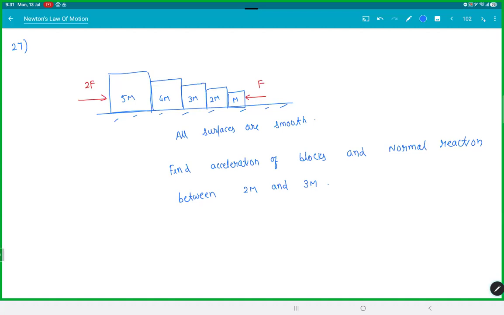How to do this? Always keep this in mind. Someone asks you, find the tension there, find the tension in the middle, find the tension at that point. Indirectly they are telling you, boss, cut it there. Assume an imaginary cut there, then you'll get two pieces. Draw an FBD for each piece separately, take any one and solve. The idea is always the same, in any chapter. If someone asks what is happening in the middle of the problem, you have to cut it there. Without cutting, you won't get that piece.